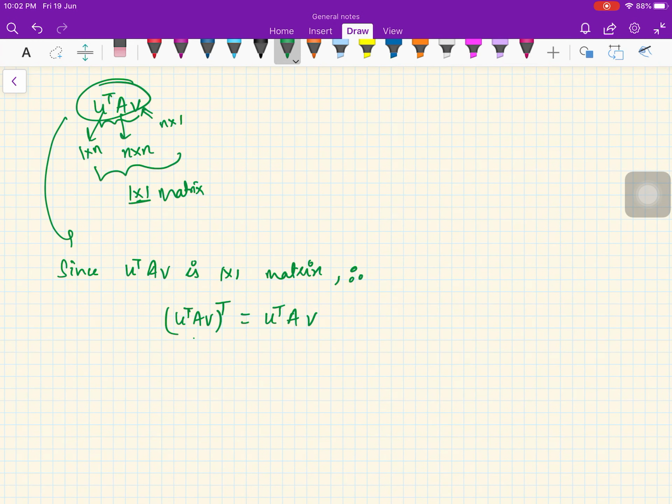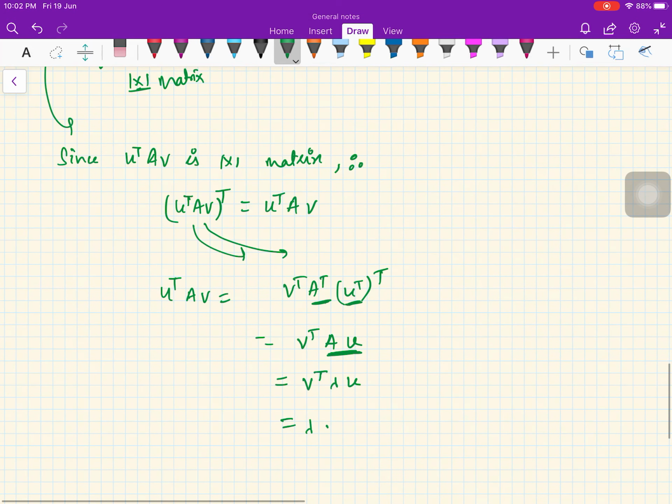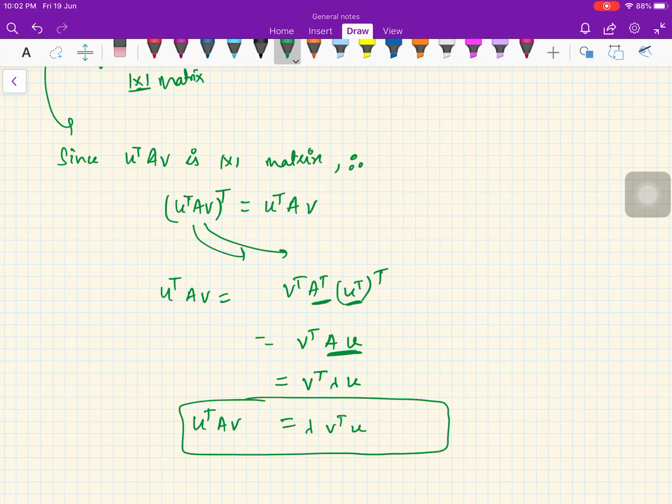Now you just manipulate this side, so you get u transpose AV is v transpose A transpose u transpose transpose. So this is v transpose A transpose, because A is symmetric, is A, and u transpose transpose is u, right? So this is equal to, now what is AU? AU is lambda u. So v transpose lambda u. So this is lambda v transpose u, u transpose AV, right? Now this is same as lambda u transpose v, because this is a 1 cross 1 element, so u transpose v is same as v transpose u.